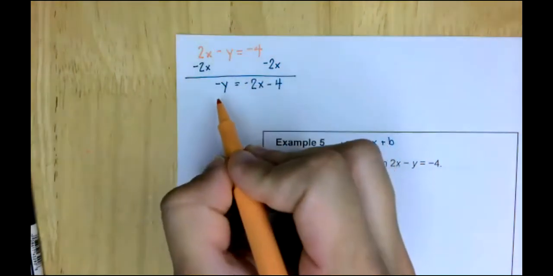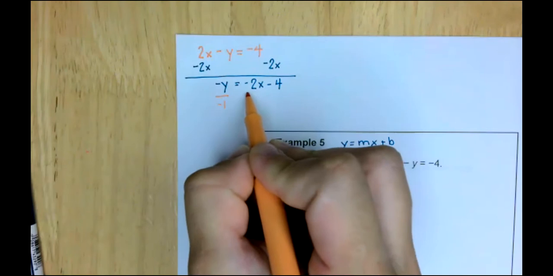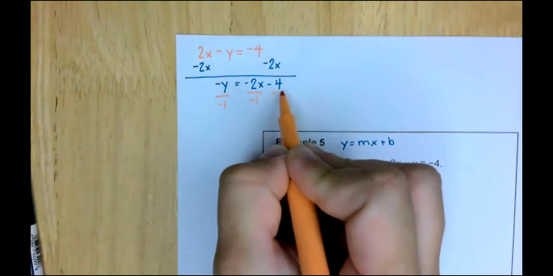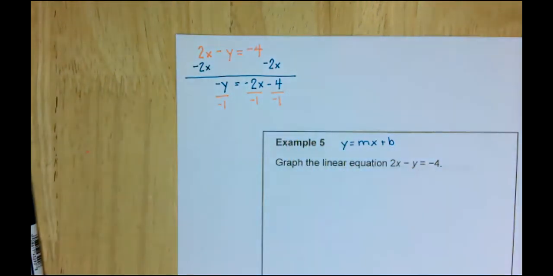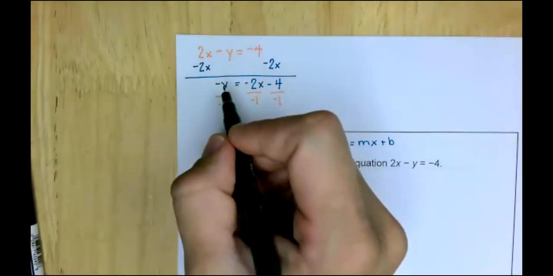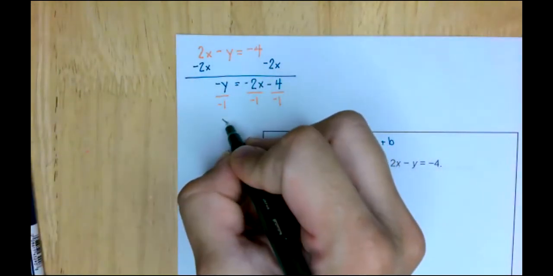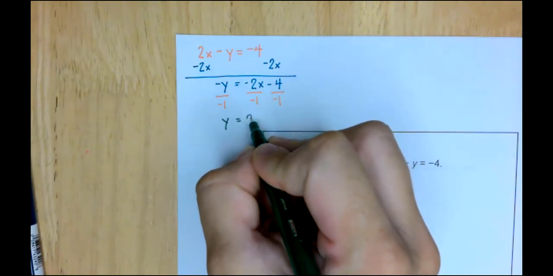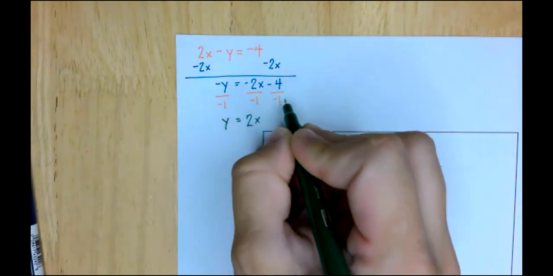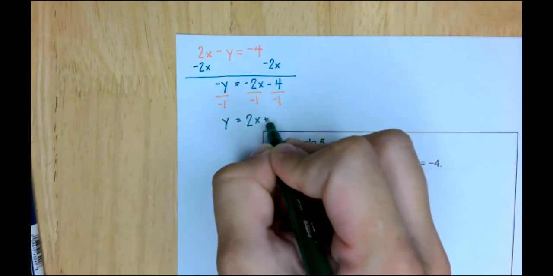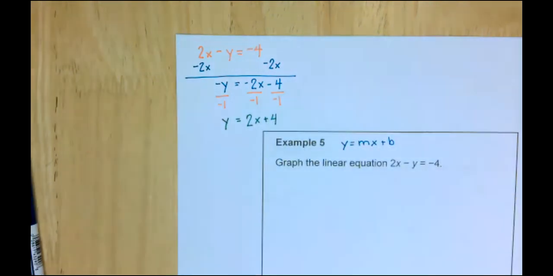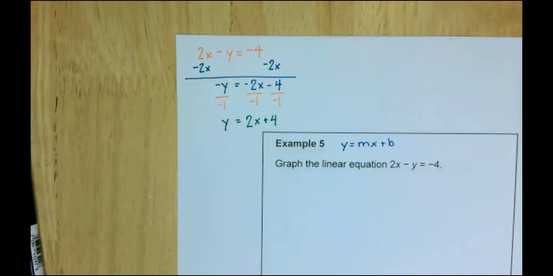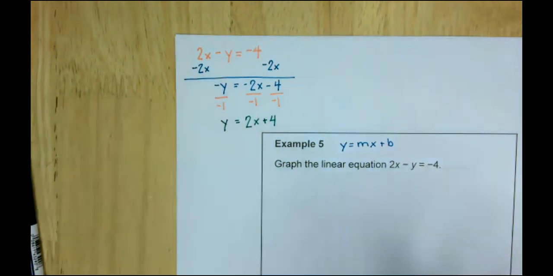Now I need to divide by a -1, right? I want to get rid of the negative sign with that y. So -y divided by -1 just becomes y. -2x divided by -1 becomes +2x. -4 divided by -1 becomes +4. So my equation solved for y is y equals 2x plus 4.